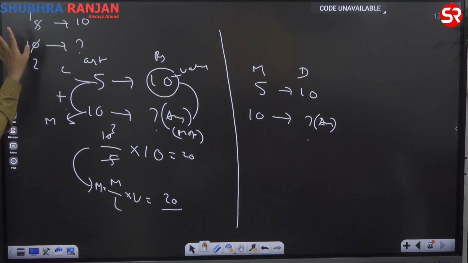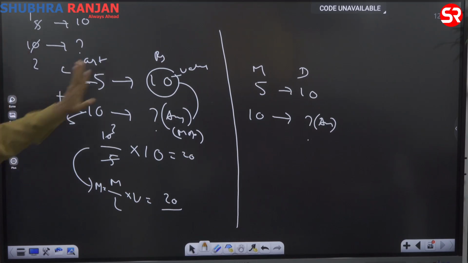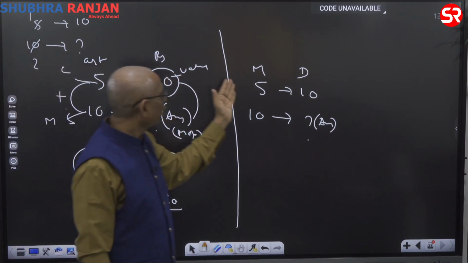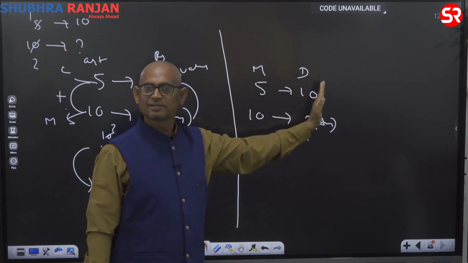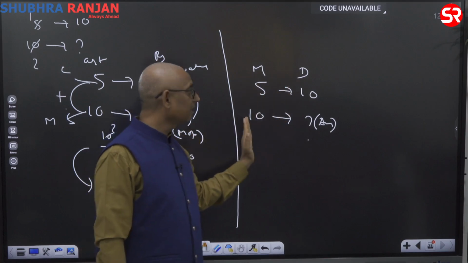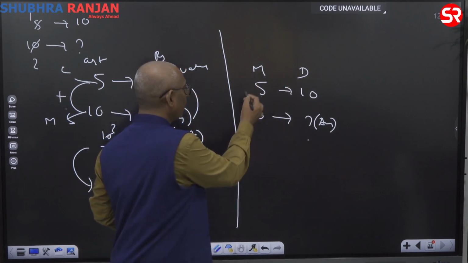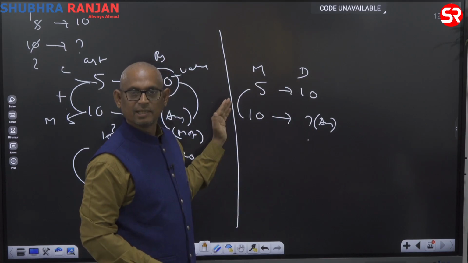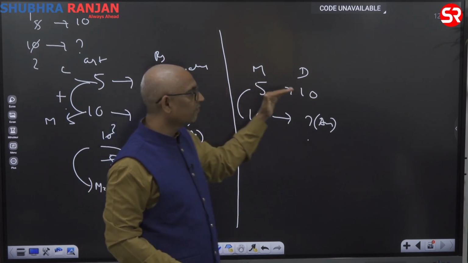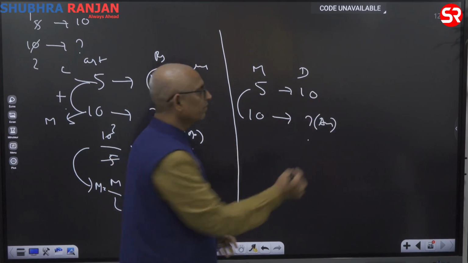Now look at this. Remember carefully. 5 men can complete a piece of work in how many days? 10 days. Now the question is, 10 men will complete the piece of work. See, now men are increased or decreased? Men increased. Men increased means the number of days decreased or increased? Decreased. So you will get what value?